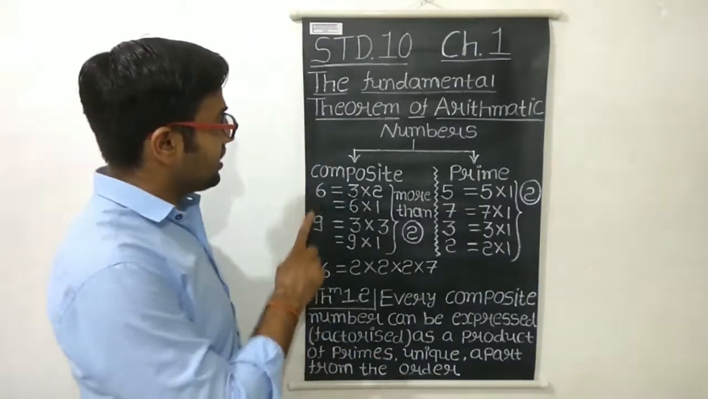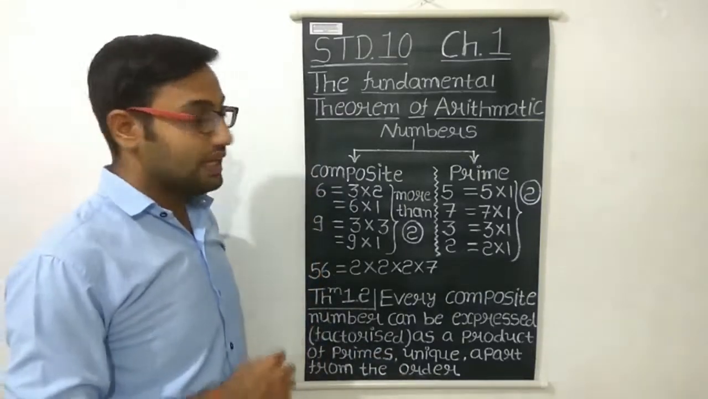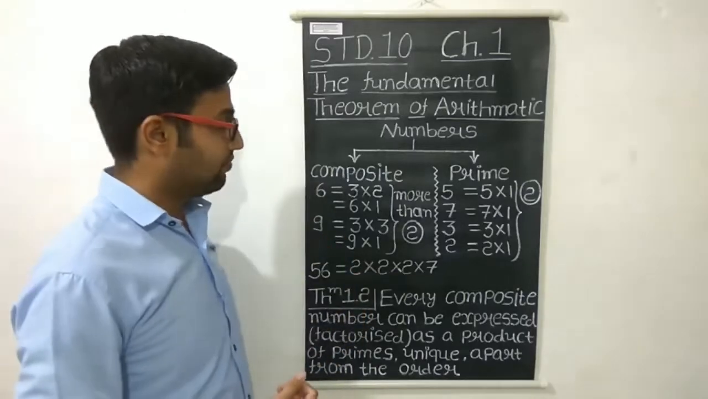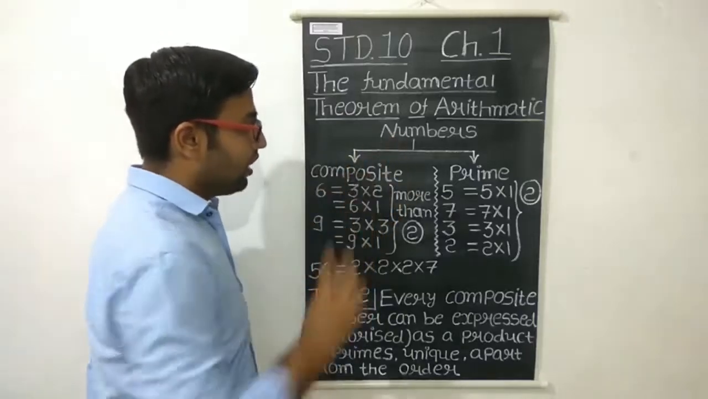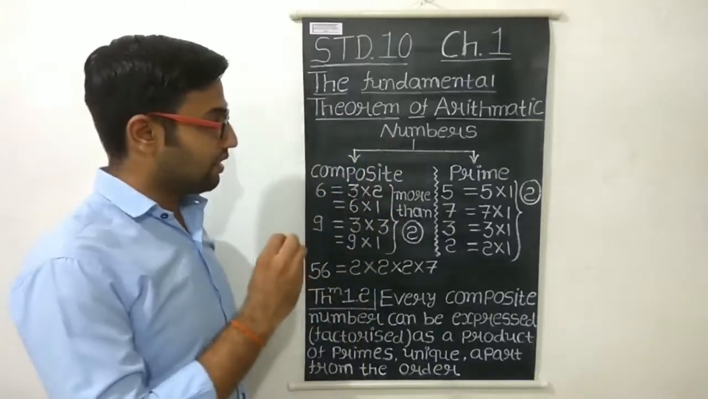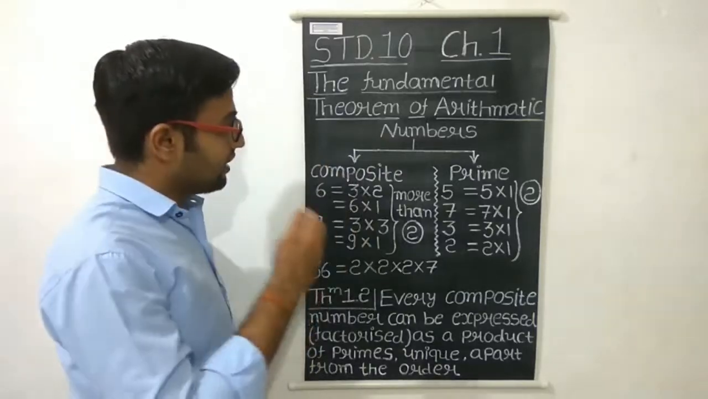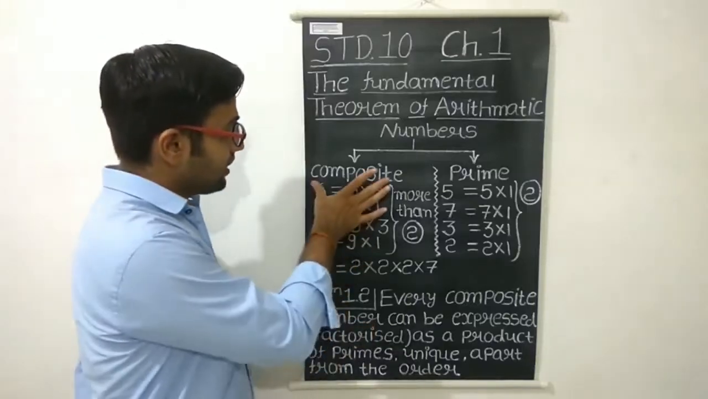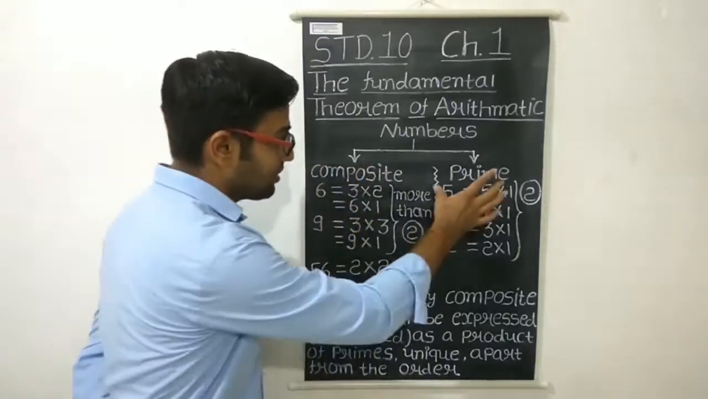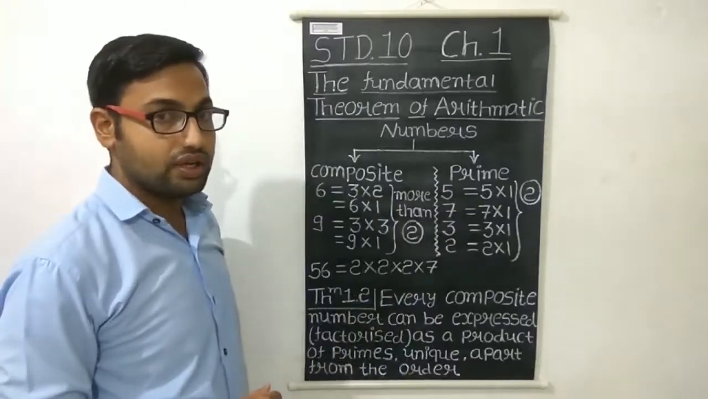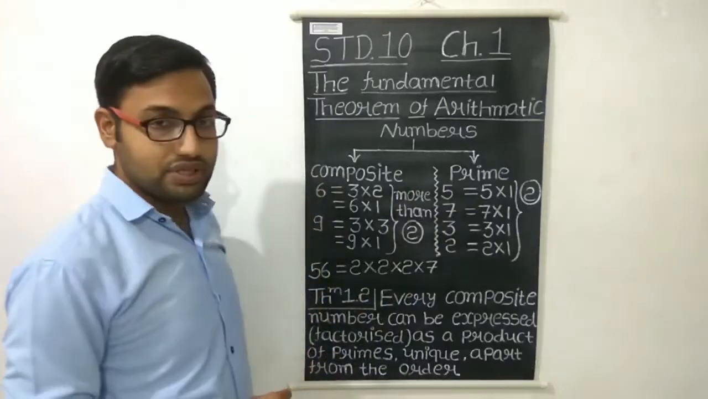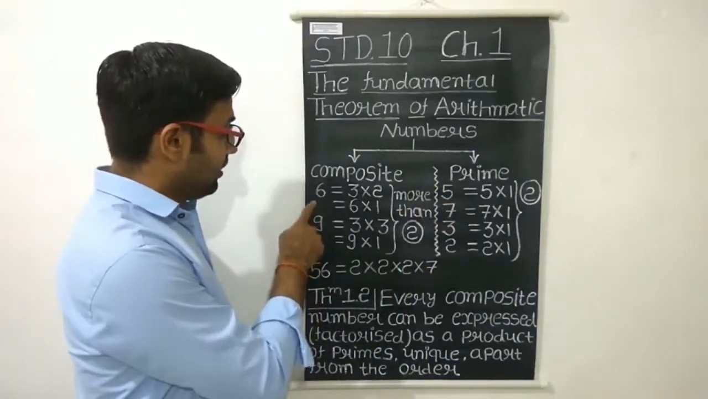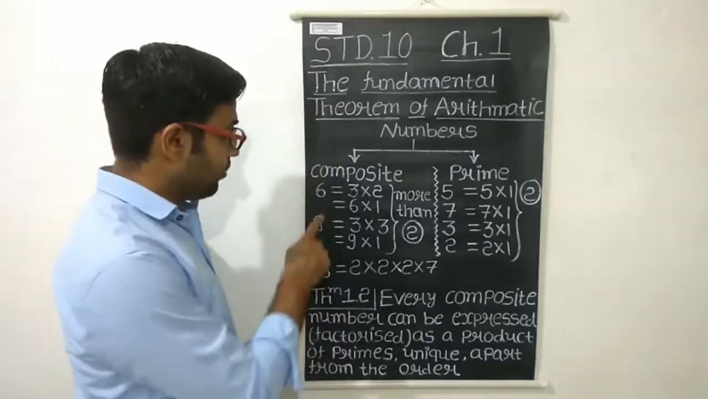Okay. Before understanding this fundamental theorem of arithmetic, let us clear some of the things that we have already studied in previous standards. And that is, if we have numbers, let's take positive integers, then we can divide that into two categories. One is the composite number and second one is the prime number. Okay, so which number we can say as a composite number and which number we can say as a prime number?